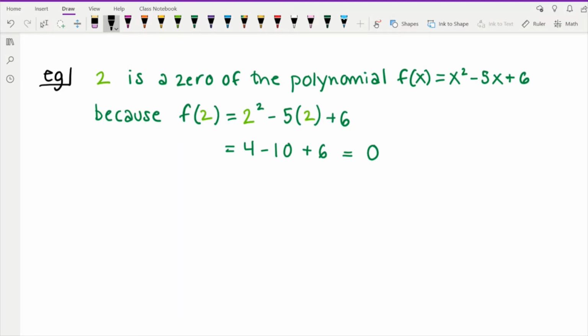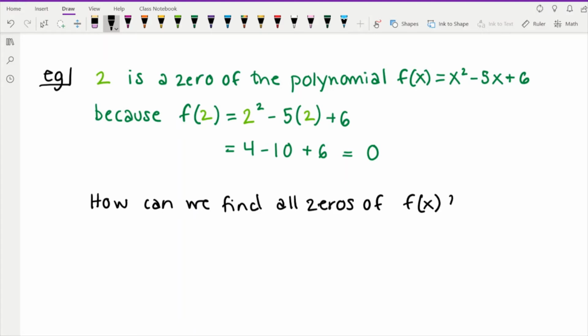The main thing we're going to be doing in this video, though, is not this. In this case, I told you what one of the zeros was, right? And then we checked that it was a 0 by plugging it in. But what I want to ask now is, how can we find all zeros of this function? So we're still going to be working with this same function.